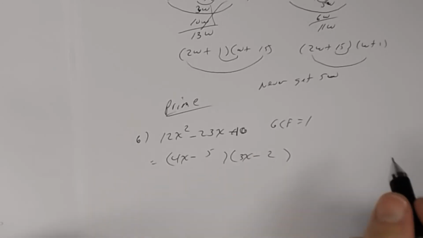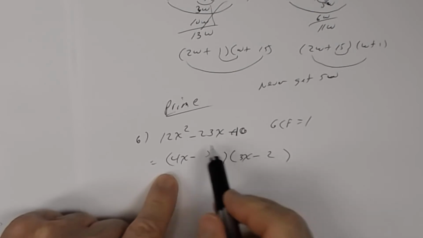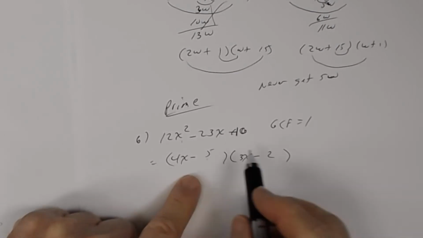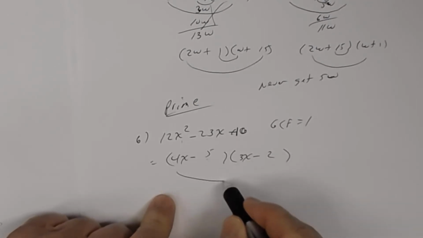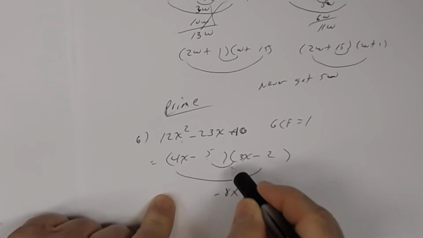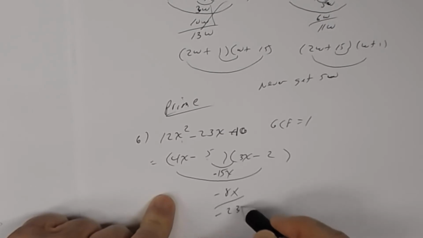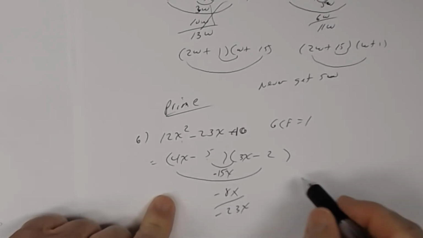So let's see if that's true. 4x times 3x is 12x squared. A negative 5 times a negative 2 is a positive 10. Now let's do the outer and the inner. The outer, 4x times a negative 2 is a negative 8x. The inner, negative 5 times 3x is a negative 15x. And when I add them up, I get a negative 23x. And that's what you wanted. So that's the answer.